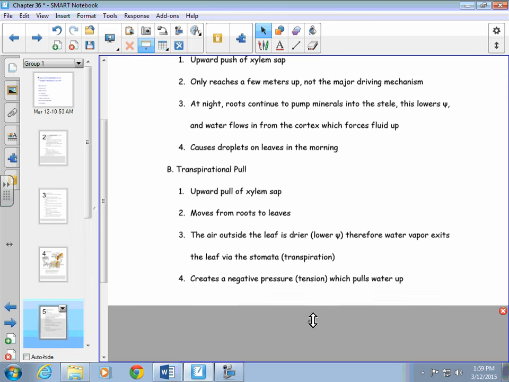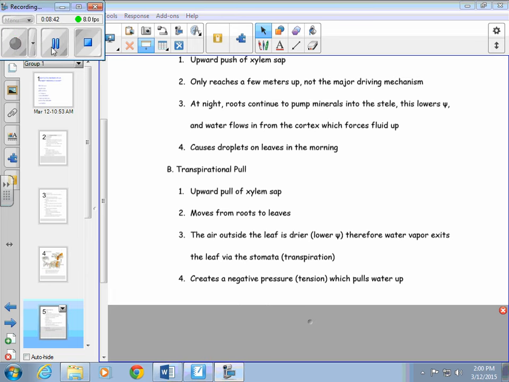Transpirational pull, this is going to get water up a significant distance in the plant. This is an upward pull. Root pressure was a push. Transpirational pull is an upward pull of xylem sap. It's going to move material from the roots all the way to the leaves. This happens when the air outside the leaf is very dry or has a lower water potential, and water vapor will exit through the leaf, through the stomata, and when that does that, it creates a negative pressure which pulls water upward.